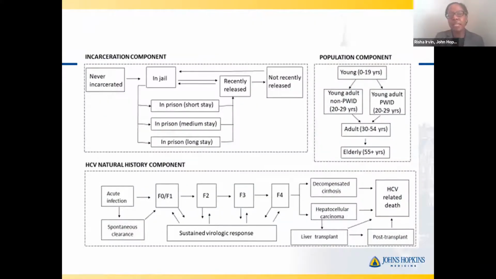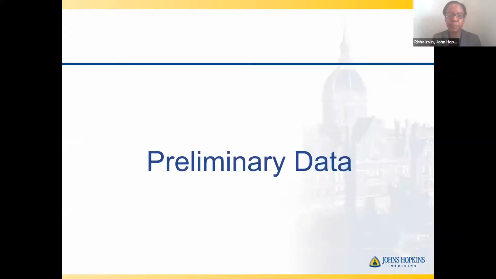So as we think about the modeling aim, we essentially think about this incarceration component, the population component, and then the HCV natural history. So in incarceration, again, people can be never incarcerated, move between the prison and jail system, and can be released into the population. A large portion of the people that we're looking at are people who inject drugs. And so again, we'll be looking at that dynamic. And then finally, the overlay, this is on top of the natural history of HCV, because we'll be looking at kind of mortality endpoint goals.